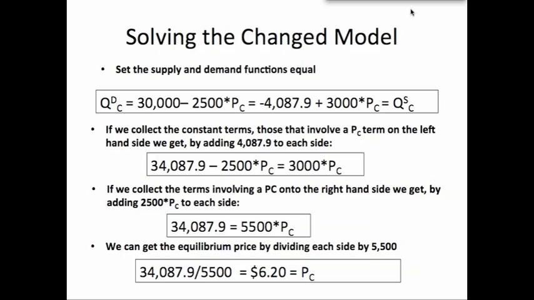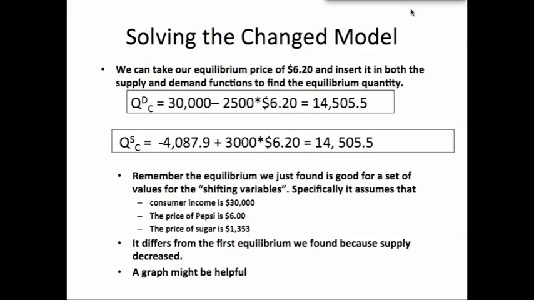From that point, we divide each side by 5,500, and we get an equilibrium price of $6.20. Are we done yet? No. We need to take the equilibrium price and find the equilibrium quantity, and to do that, we can substitute the new price of $6.20 into the supply and the demand function. And there we will see that we have an equilibrium quantity of 14,505.5 units.